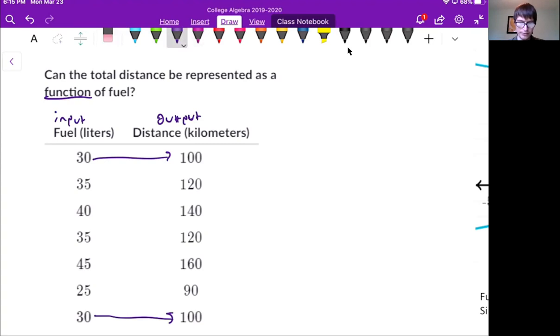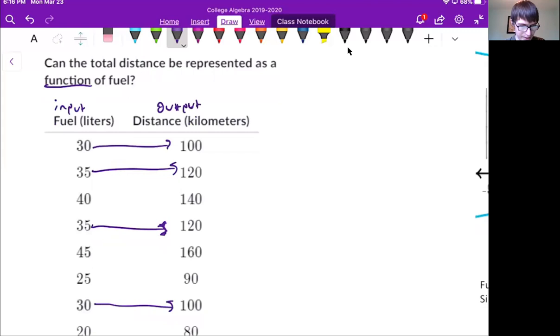Now if she has 35, she can go 120. There's another instance where she had 35 liters that also went to 120 kilometers. So it's showing that there's kind of accuracy in what's going on here. Every single time she puts in 35 liters to her car, she gets 120 kilometers out. So it's a very direct ratio. Every input has one output. Every single time you press the 2 button on the Coca-Cola machine, you only have to pay 75 cents to get that Coke. You might press it a bunch of times, but every single time you press it, you have to pay the same amount.